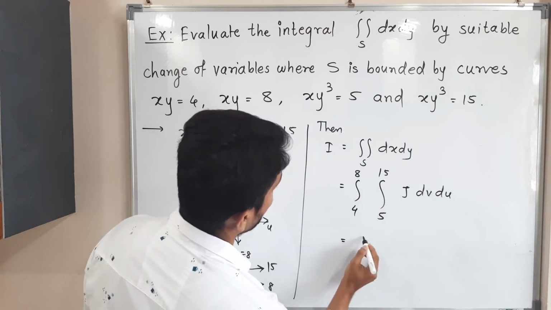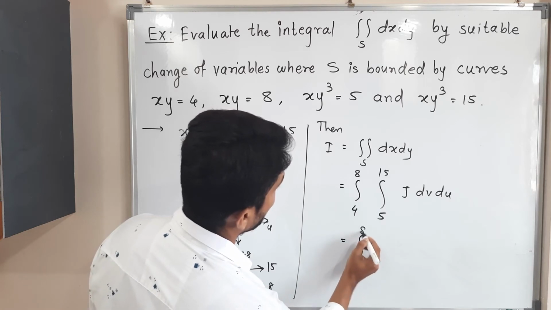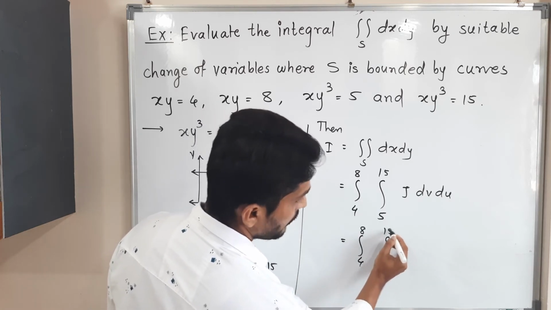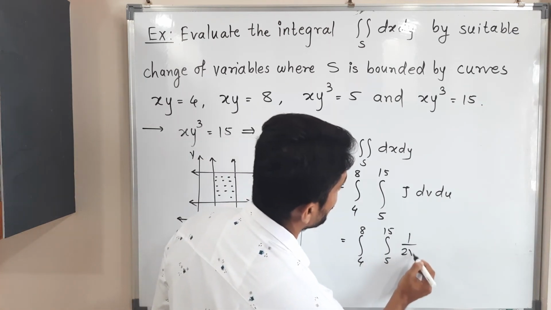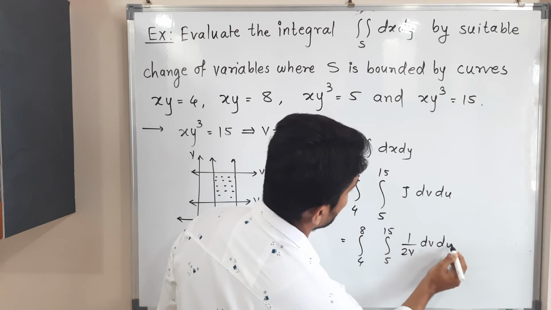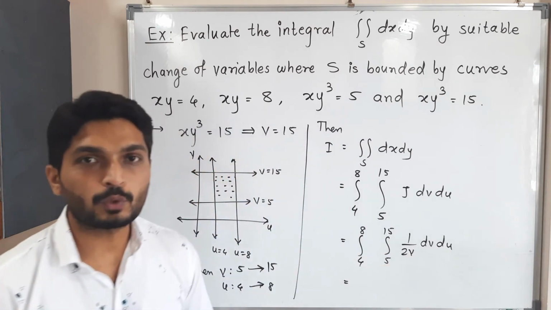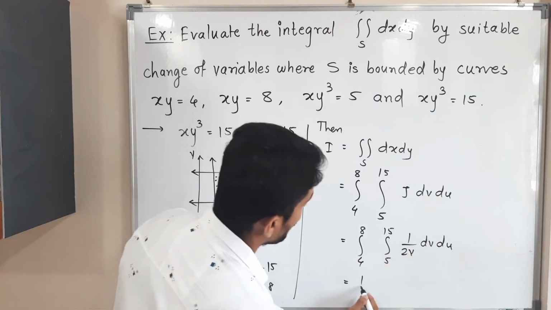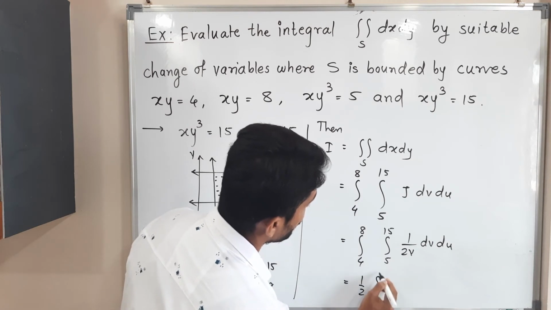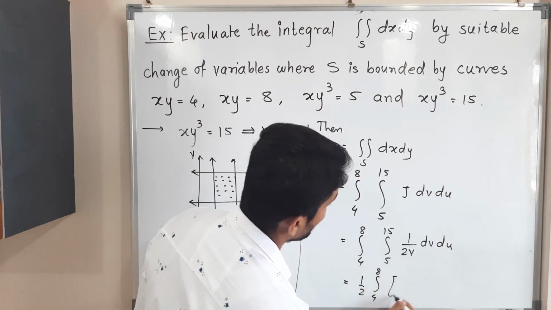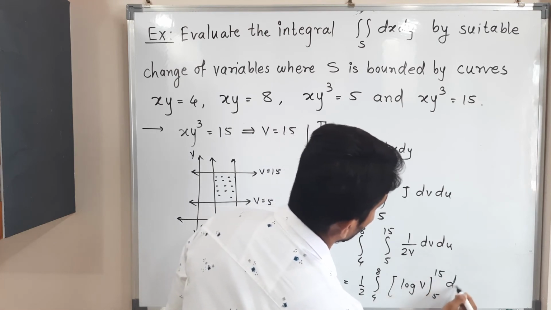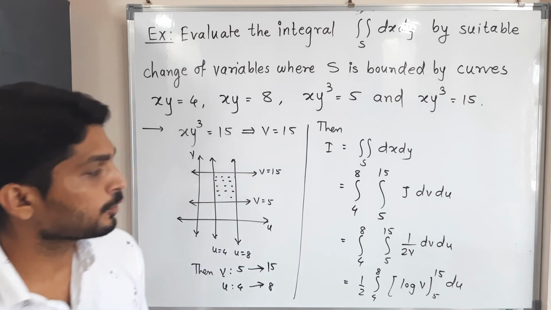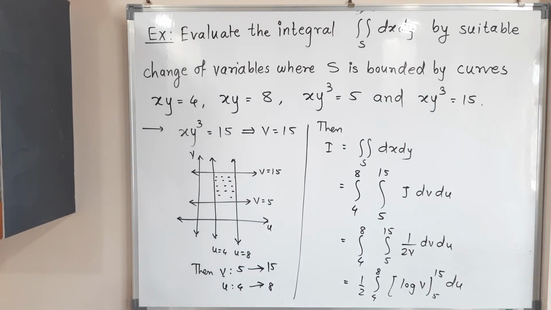So which is equal to the integration from 4 to 8, 5 to 15. You remember what our J was? Our J is 1 upon 2v, dv du. See, this 1 by 2 is a constant, it will come outside. Integration 4 to 8. What is the integration of 1 by v? It is log v from 5 to 15, du. There is no more space to write, so make a screenshot of it, then we will go further.